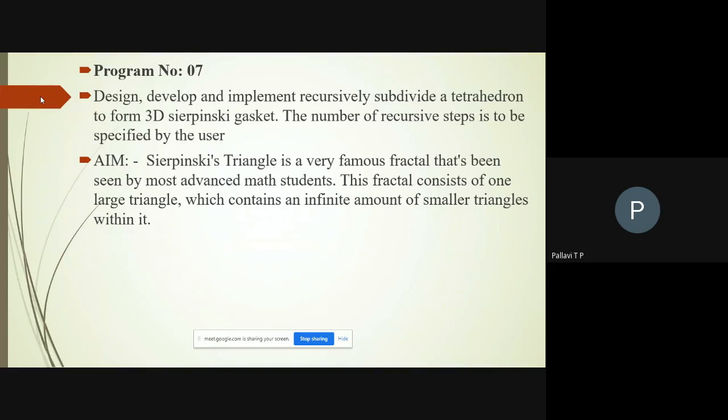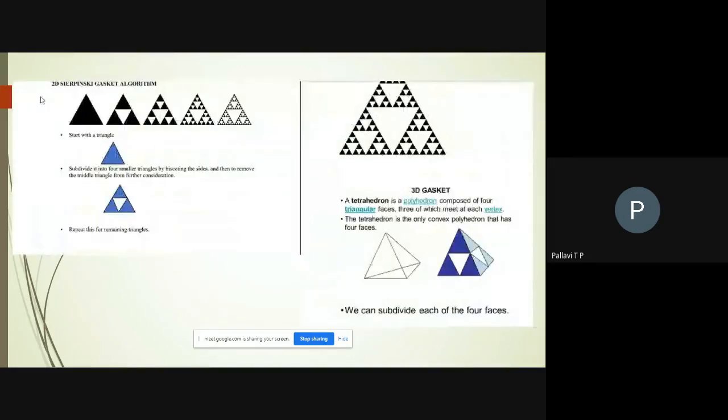The Sierpinski triangle is a very famous fractal that has been seen by most advanced math students. This fractal consists of one large triangle which contains an infinite amount of smaller triangles within it. This was the exact Sierpinski gasket. We started with one large triangle, and within it we have created an infinite amount of small triangles. That is what we call a Sierpinski triangle. I'll show you the exact picture of the Sierpinski gasket.